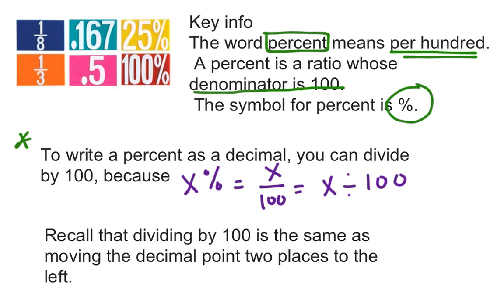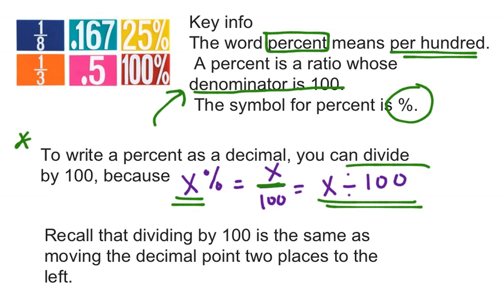To write a percent as a decimal, you can divide by 100, because if you have a number x percent, so some number x percent, that is the same as saying x, the part that's in front of the percent symbol, divided by 100, or over 100, per 100. Those all mean the same thing. It means you put the x on top and a fraction bar and then a 100 in the denominator. That's what the definition says right here, 100 in the denominator. The other way to say that is x divided by 100. So three different ways to express what a percent means.